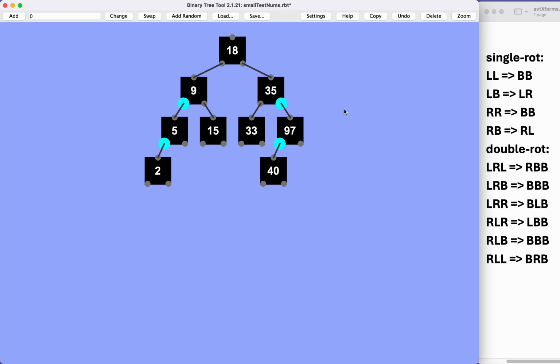Now I delete the 40. Oh, we have seen the 97 has reduced in height. Therefore, we need to adjust 35's balance factor. But 35 now is reduced in height. It went from unbalanced to balanced. Therefore, we need to adjust 18's balance factor. And that's the final result after the deletion.